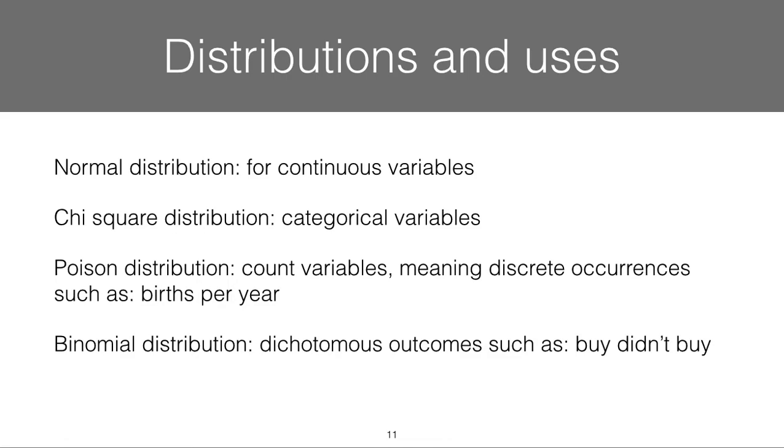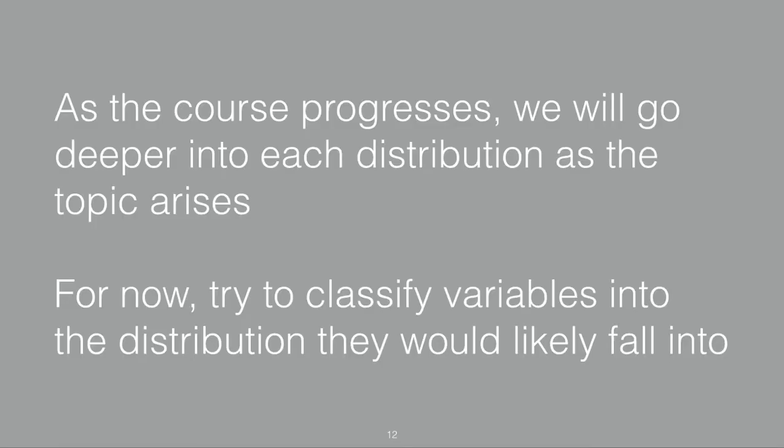And last but not least, very important, the binomial distribution. It is referring to dichotomous outcomes such as buy, didn't buy, live, die, etc. So as the course progresses, we will go deeper into each one of these distributions as the topic arises. For now, try to classify variables into the distribution that they would likely fall into.